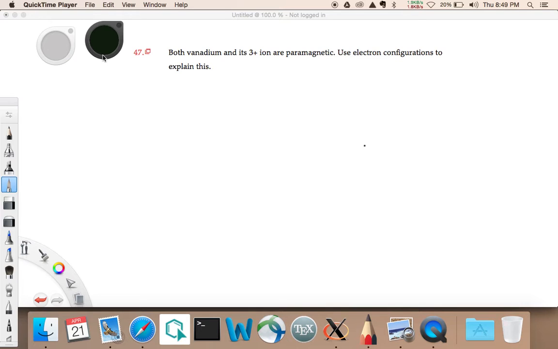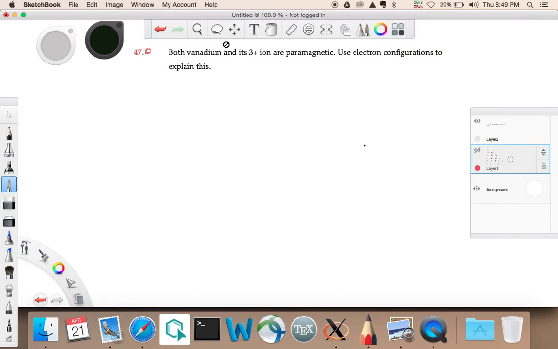All right, so I've got problem 47.047. This is at the end of chapter 8, page 337. Okay, so both vanadium and its 3+ ion are paramagnetic.